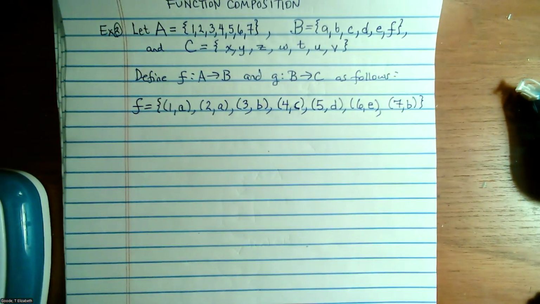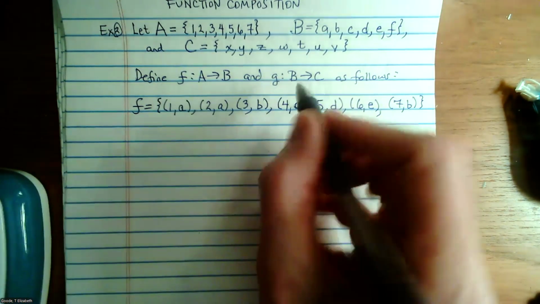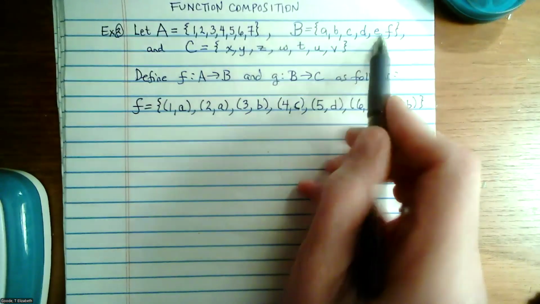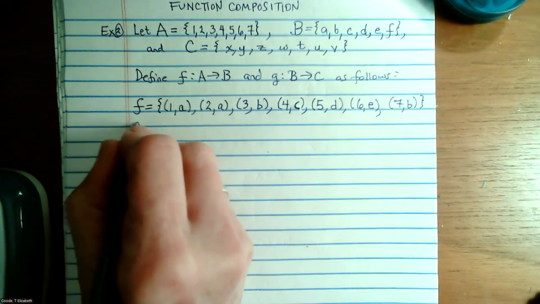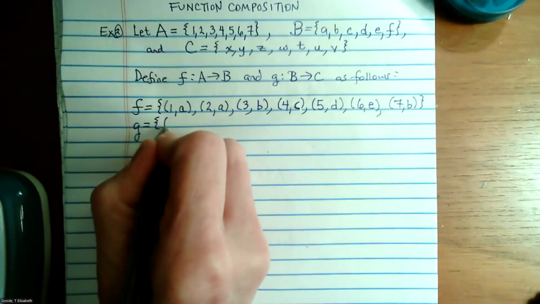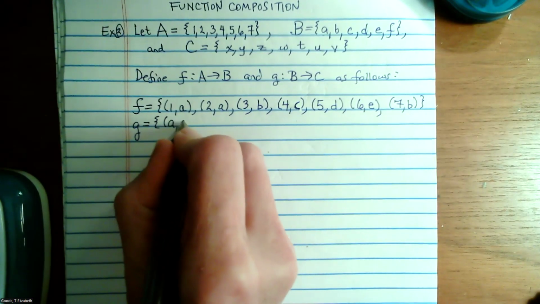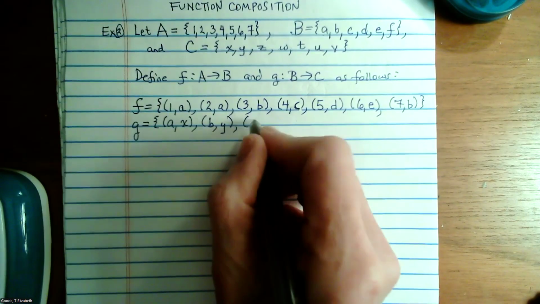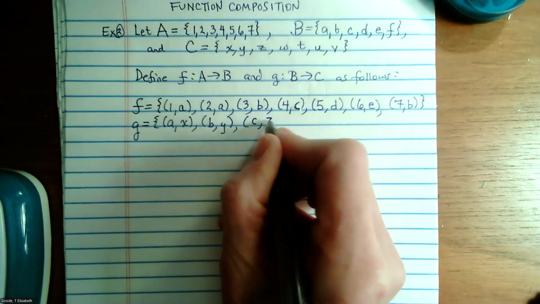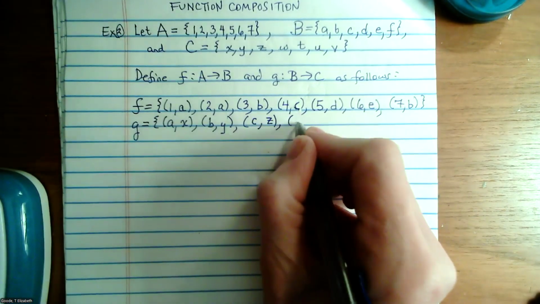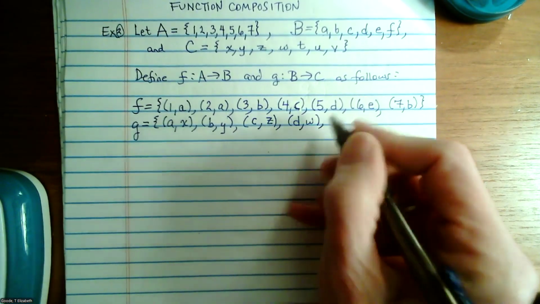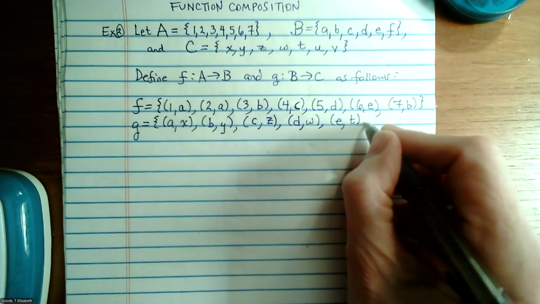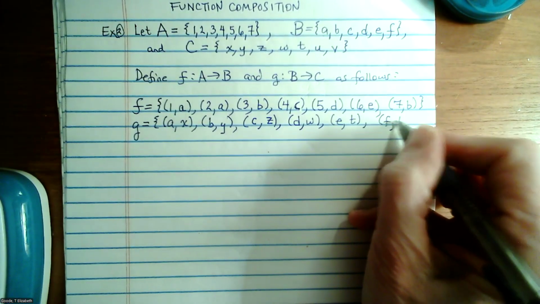That's F. All right, now G. G is going to map from B to C. So its first coordinates are going to come from B. Its second coordinates will come from C. Here we go. G is going to be this set. Little a maps to little x. Little b maps to little y. Little c maps to little z. D maps to w. E maps to T, as in Tom, and F also maps to T.